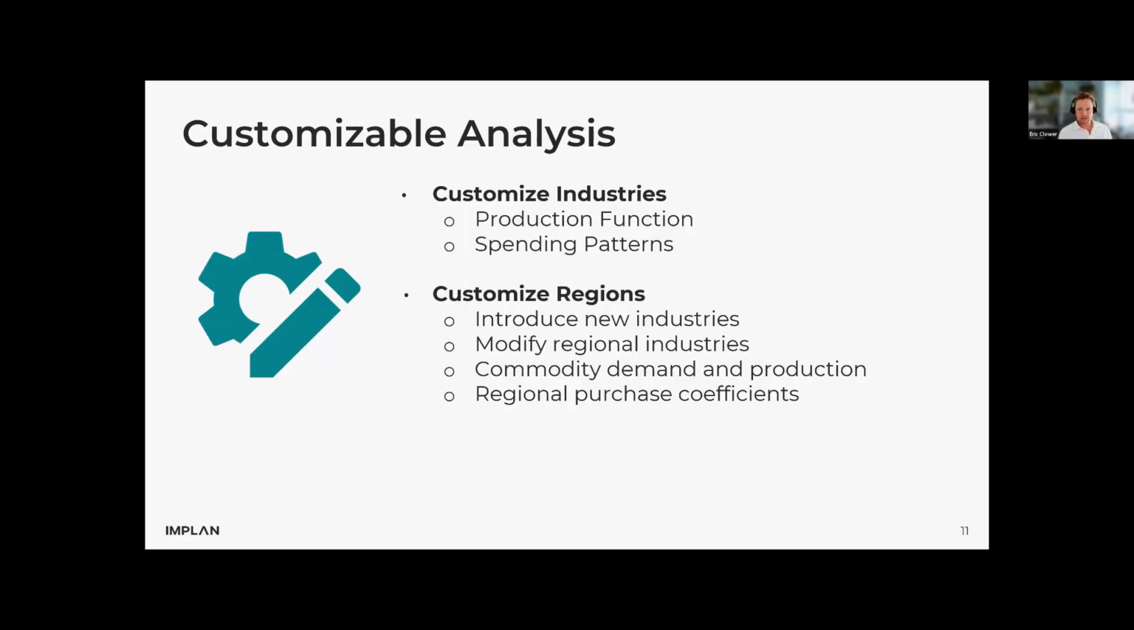You can customize across industries, so you can set up things like specific production functions. You can change spending patterns, so maybe you have insights about how your specific enterprise or industry spends on its intermediate inputs, and you want to adjust that. We're going to see an example of this in my hands-on example, and it's very straightforward and easy to do. What all of this means is that it lets you start from the strong foundation that IMPLAN International provides and customize it to something that completely meets your needs.